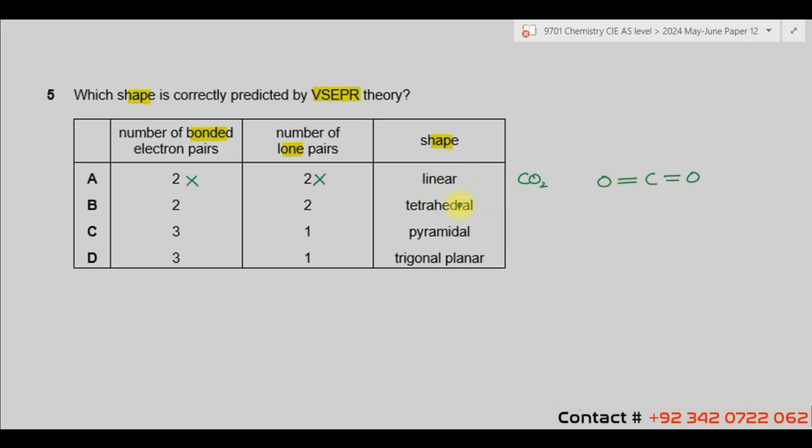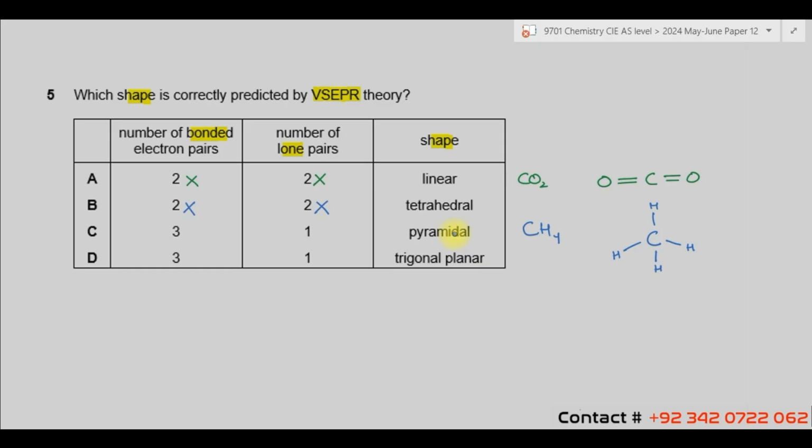Second shape is tetrahedral. We can take another example. Let's suppose you have CH4. This is tetrahedral. So in CH4, one carbon makes bond with 4 hydrogen atoms. We have 4 single covalent bonds. There are no lone pairs of electrons present around carbon because all 4 electrons are involved in bonding. So this is also incorrect. And number of bonded electron pairs is 4, not 2.